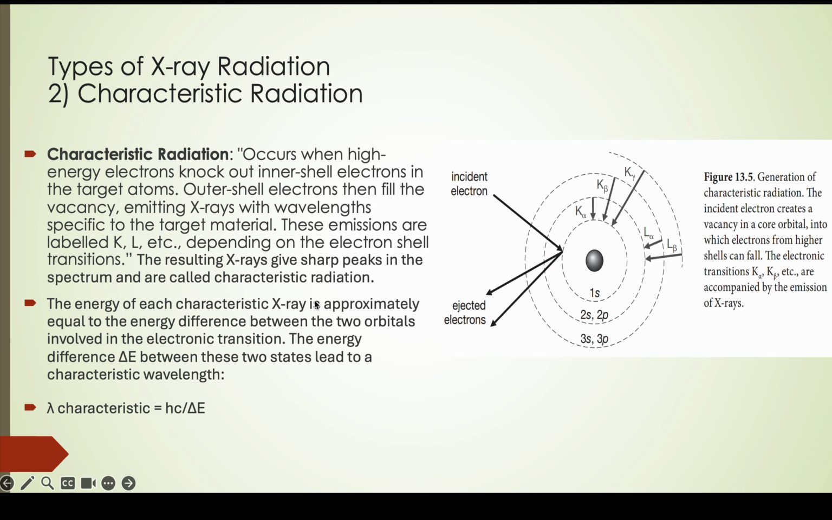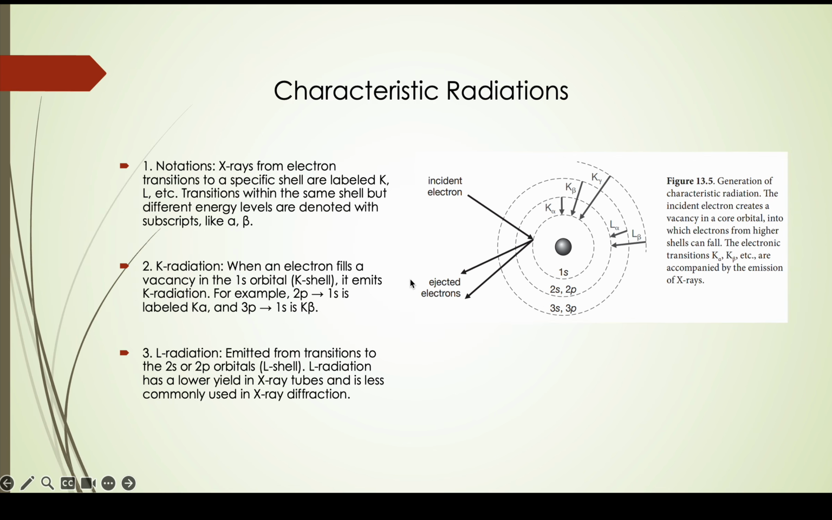The other thing is about energy. The energy of each characteristic X-ray is approximately equal to the energy difference between the two orbitals. Here we are talking about the orbital from which you are knocking out the electron, and the other orbital from which the electron is coming to fill that space. The energy difference between those two orbitals is defined as delta E. So the characteristic wavelength lambda is defined as hc over delta E. Let's dive deeper into the characteristic radiations.